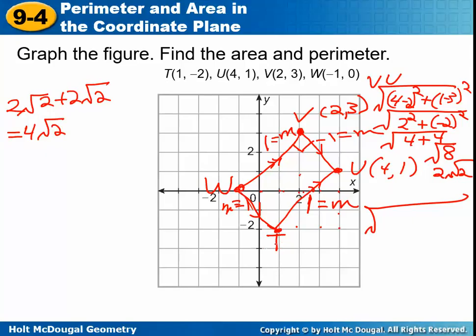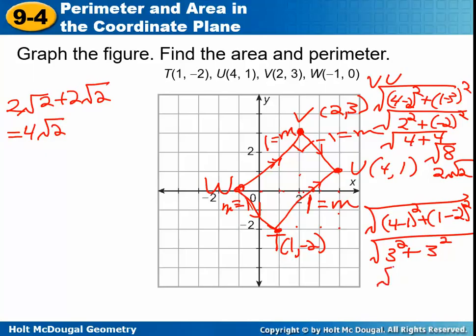T is 1, negative 2, and U was 4, 1. So we'll subtract our x-coordinates, 4 minus 1, and square that. And we'll subtract the y-coordinates, 1 minus negative 2, and square that. So 4 minus 1 is 3 squared. 1 minus a negative 2 is the same as 1 plus 2, so that's also 3 squared. So we get the square root of 9 plus 9, or the square root of 18. That can be written as 9 times 2, or square root of 9 times square root of 2, so this simplifies to 3 square root of 2.